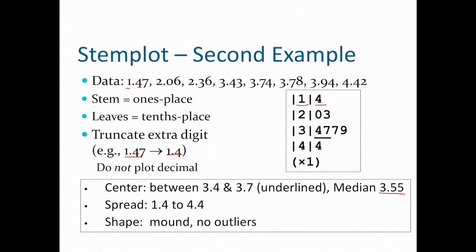The spread is going to be, once again, from the lowest to the largest value, so 1.4 to 4.4. And then the shape is a mound, and as you can see, it's relatively symmetrical. With the data we have, maybe we have a slight negative skew here. It'd be kind of hard to tell because the sample size is so small to really judge. And then there's no potential outliers, but once again, outliers are going to be covered in Chapter 4.